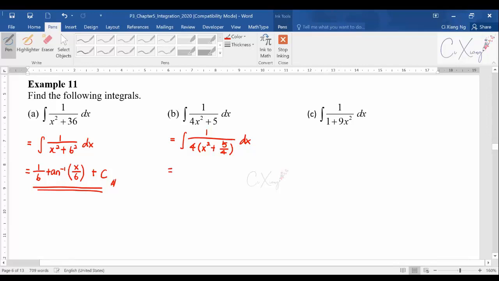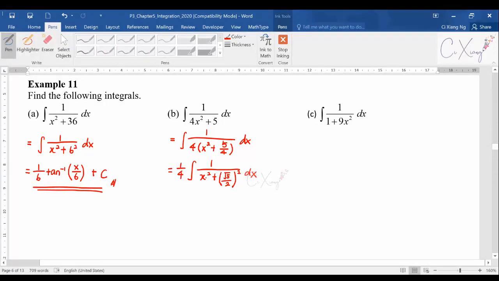Then now, the 1 over 4 is constant, therefore I will take it out. After that I will focus on the integration for x squared. And for this part, you have to rephrase it become a. So my a should be square root 5 over 2 and then square. If you are not so sure, then you can double check. Square root 5, when you square, you get a 5. 2, when you square, you get a 2. So your a is square root 5 over 2.